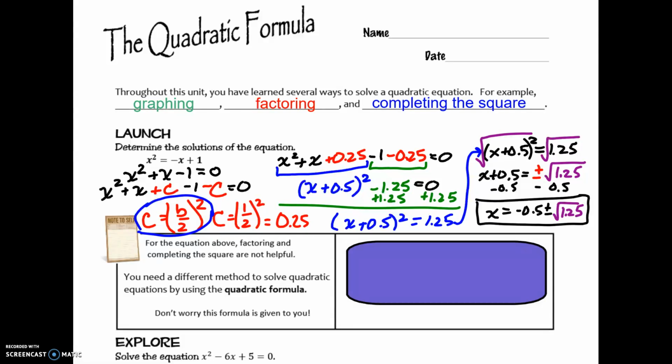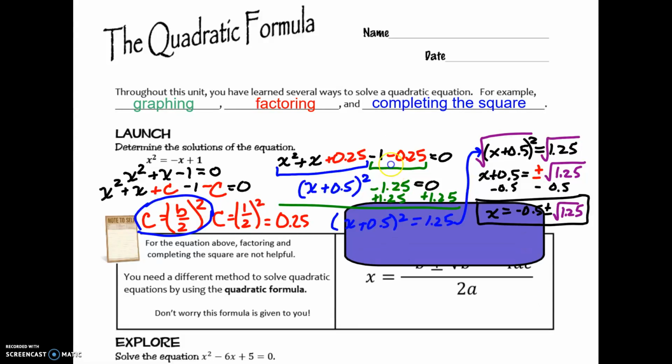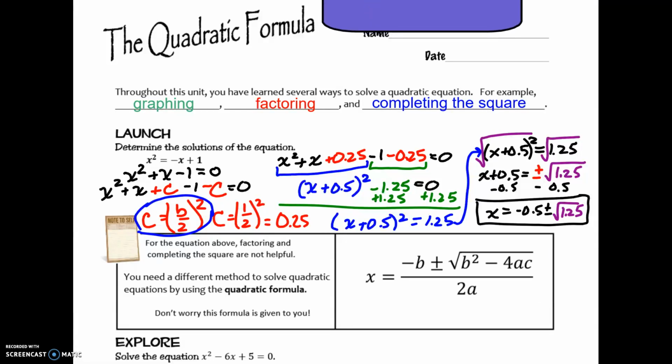So if you didn't want to use all of these decimals and have to keep track of them all, we could also use something called the quadratic formula. The quadratic formula looks like an overwhelming equation, but really it's just a formula that we plug numbers into. So here's the quadratic formula. It's x is equal to negative b plus or minus the square root of b squared minus 4 times a times c, and that whole numerator is divided by 2a.